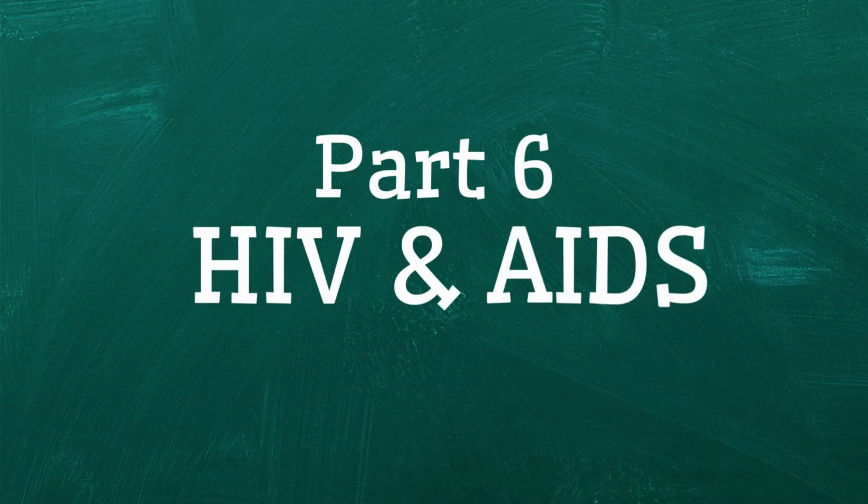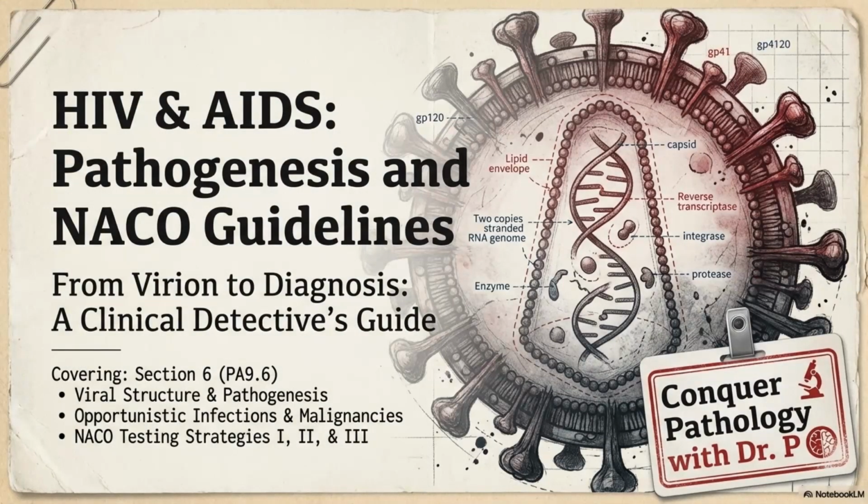Now let's open a major case file, HIV and AIDS. This isn't just a virus, it's a master of disguise. We are going to track it from the moment it enters the body to the final diagnosis. We are covering competency PA 9.6, viral structure, pathogenesis, and the NACO testing strategies. Put your gloves on, let's examine the suspect.